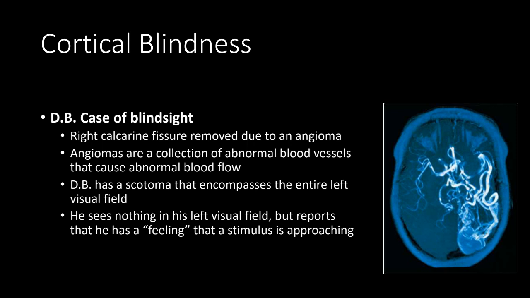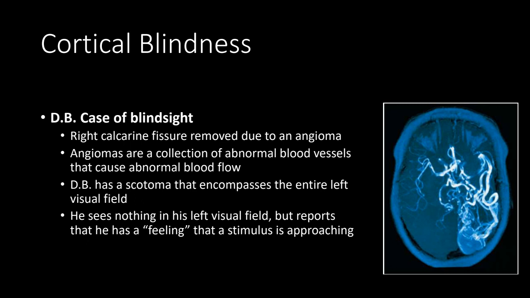So he would report seeing nothing when it's presented in his left visual field. He'll report seeing nothing, but he will also report that he has a feeling that a stimulus was approaching. And he may even describe it as being a smooth stimulus or a jagged stimulus. But he would still insist that he saw nothing, and figures that he was just guessing at whatever he felt like he was seeing.